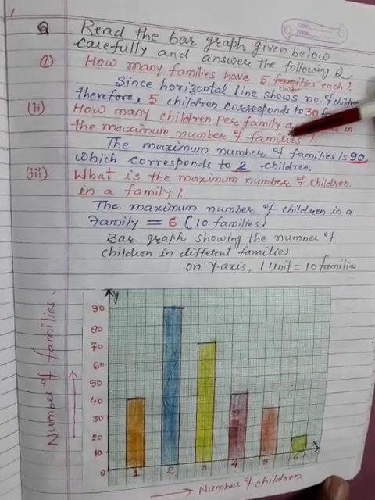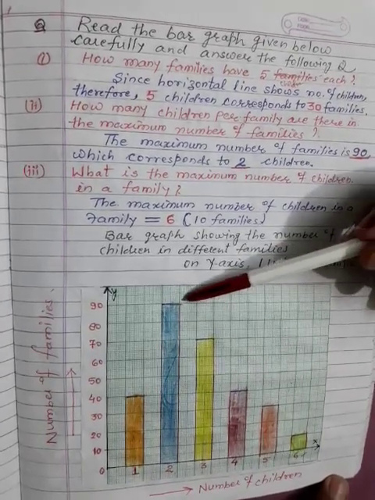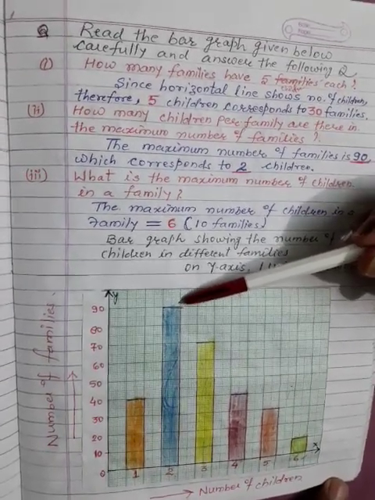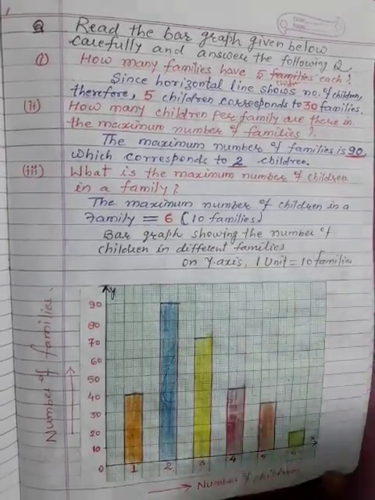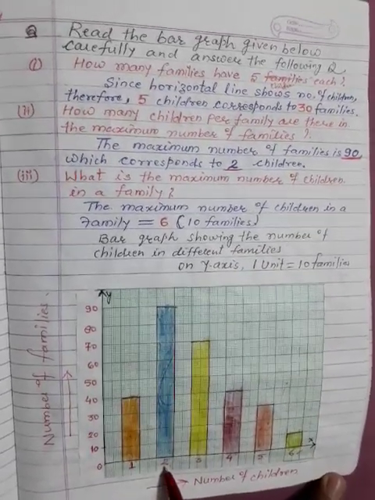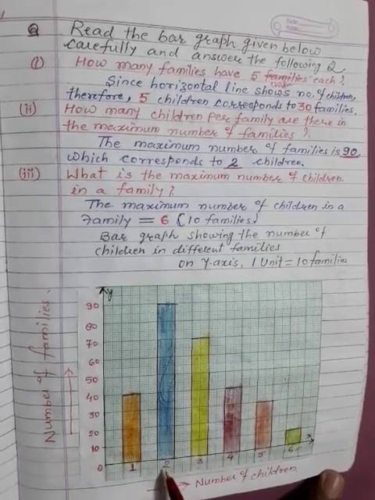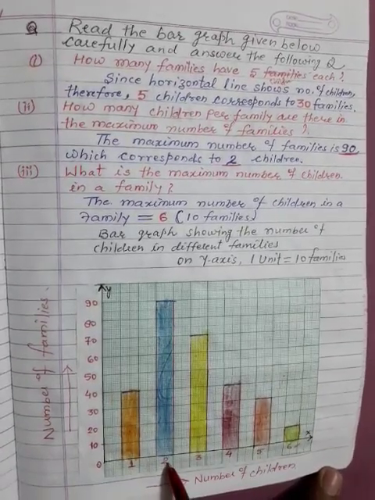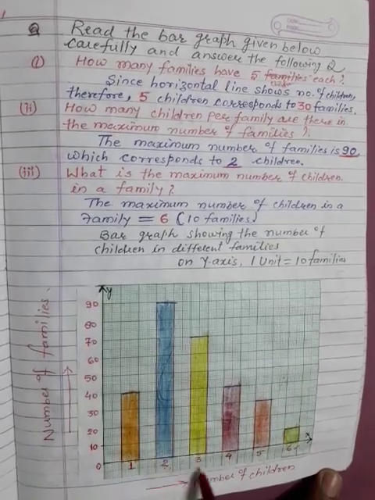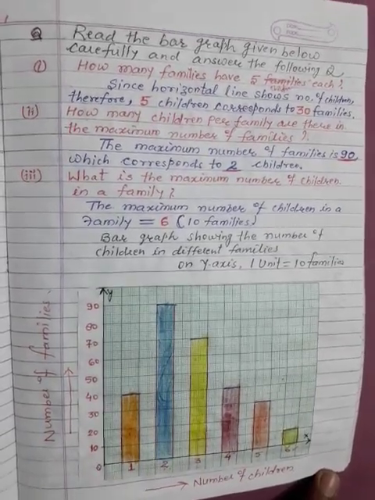The maximum number of families is the longest bar, which is 90. 90 families are there which have only 2 children. So these are the maximum families, 90, that have only 2 children, which corresponds to the families and the number of children.